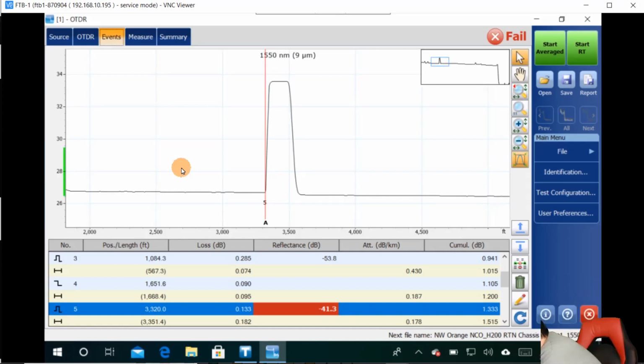And this is really important to understand because probably most of the callbacks that I experience, or most of the traces that I look at that require callback or retesting, is honestly the connector at the FDP, the connector at the end of the launch cable.